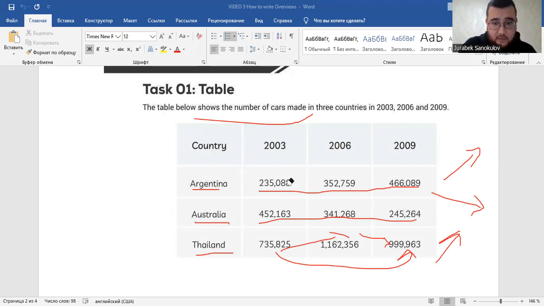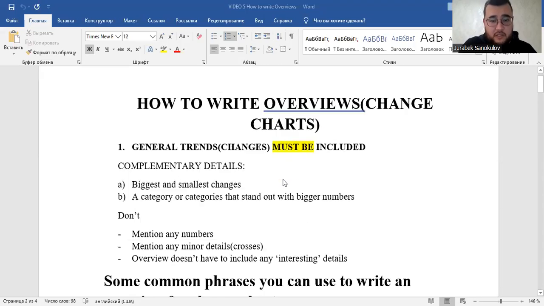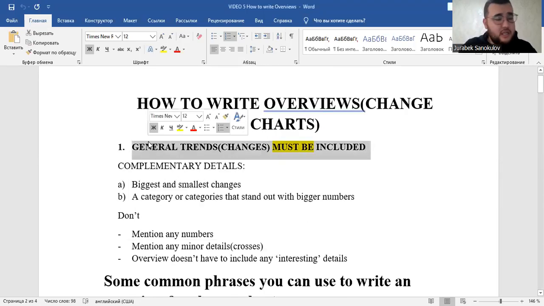Yeah. So let me erase the screen. So then we will move on. Yeah. This is the first thing that you must include in your overviews. Yeah, without including general changes, you're not going to get a very good score in task achievement, right?